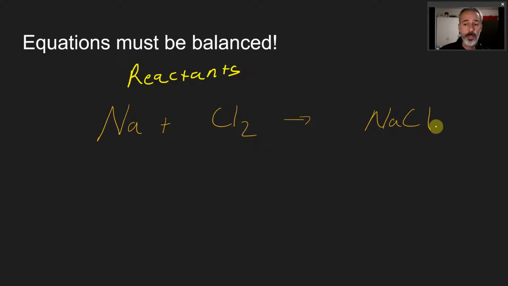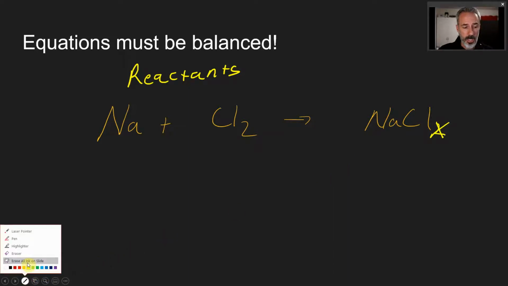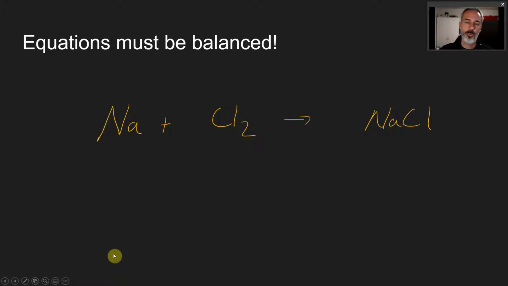In other words, we could not come in here and just throw a 2 on here. We can't do that. And the reason we can't do that is because that's not the formula of sodium chloride when we check charges. It's not a proper formula. So how do we deal with this problem? And the answer is equations must be balanced. This is what happens after you write formulas.